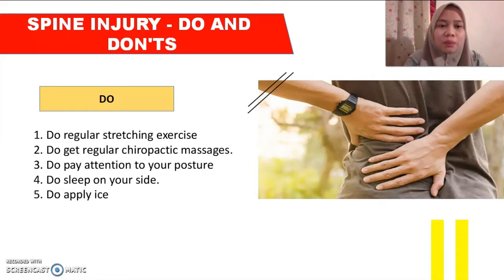Fifth, do apply ice. If you feel a twinge, you have to get an ice pack on that affected area as soon as you can. The ice will help you to reduce inflammation and control your pain. Put the ice on for about 20 minutes at a time, 2 to 3 times a day.